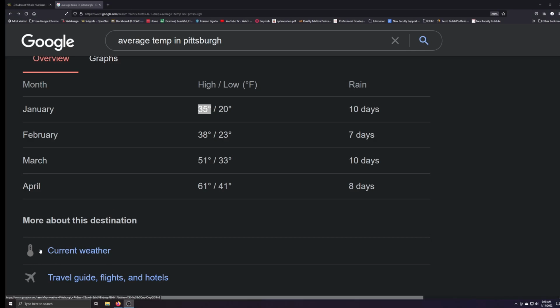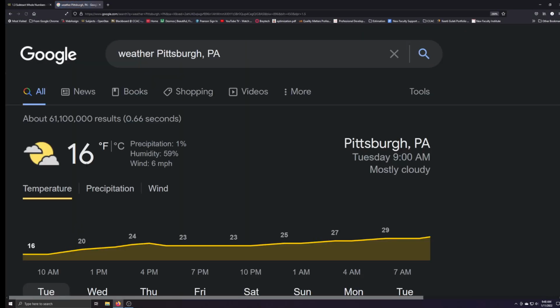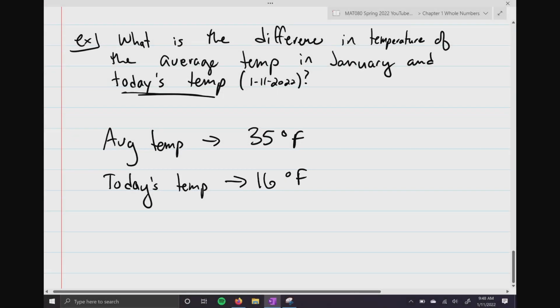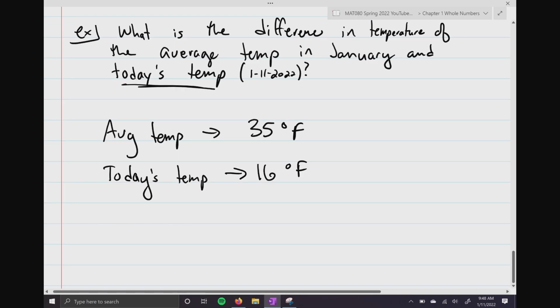So let's go back here, and I can click on current weather. Oh, it is so cold outside. So today's temperature is 16 degrees Fahrenheit. All right. So when the question asks what is the difference in temperature of average in January and today's temperature, all we have to do is subtract 35 minus 16. See, step 1 was understand the situation. We're trying to find a difference in temperature. What do we know? Well, we can find out the temperatures for the average temp and today's temperature. All we have to do now is just carry out our plan and let's subtract.